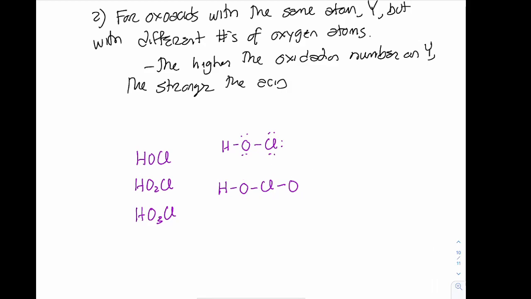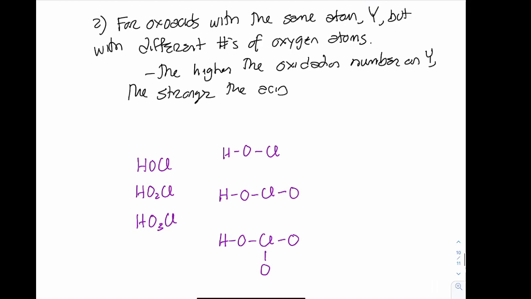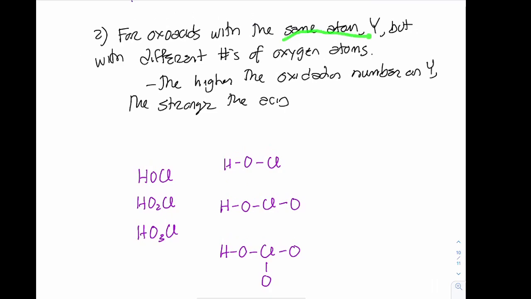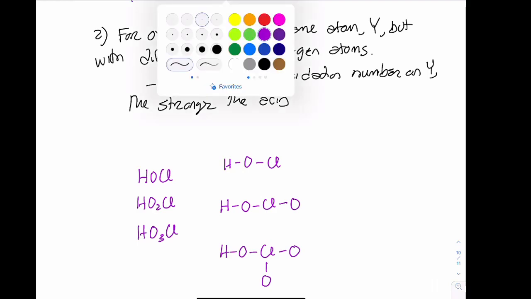I just want to be able to do our oxidation numbers. I didn't mean to erase all that. This one, remember we said why we could call it our central atom, because here it is in the middle, right? Those oxygens are all bonded to Y. So these are oxo acids that have the same atom Y. They're all chlorine, but they have a different number of oxygen atoms. This has 1, this has 2, this has 3. And we're saying the stronger acid has the higher oxidation number on Y. So we're going to assign oxidation numbers here.